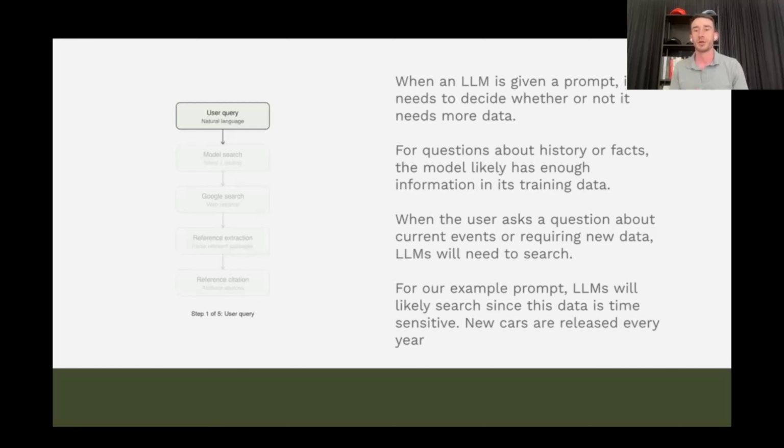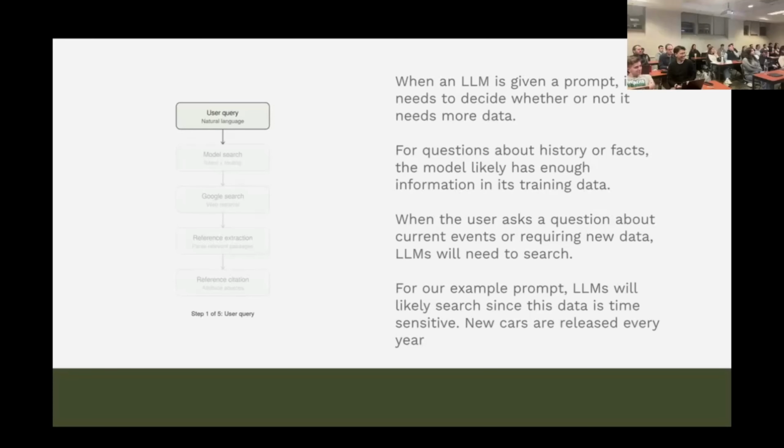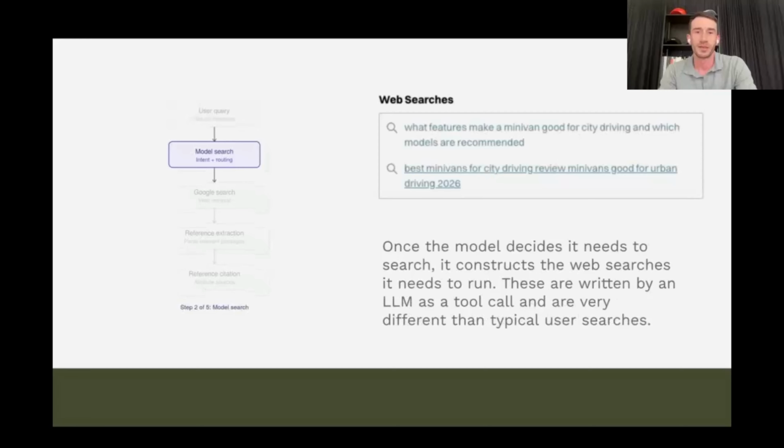This is the same for some topical searches like the best minivan. New car brands are releasing new minivans every year, and an LLM isn't guaranteed to know the answer to that question. It might have to search the internet to answer it. So the first step is deciding whether or not the LLM needs to search and find more info. When the LLM searches the internet, it goes and writes its own web searches. These are examples of web searches that we found ChatGPT writing for that last question on best minivans for city driving. Best minivans for city driving review, minivans good for urban driving 2026.